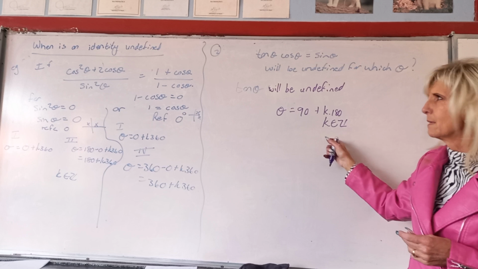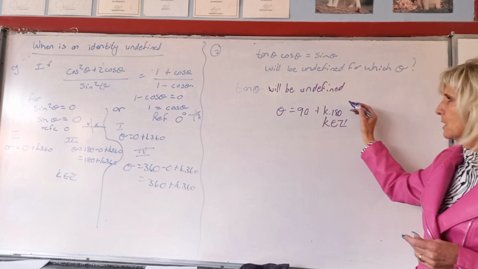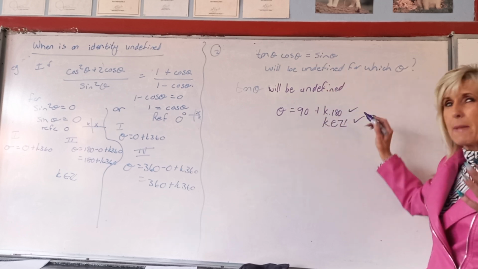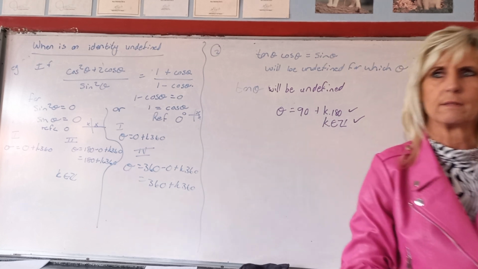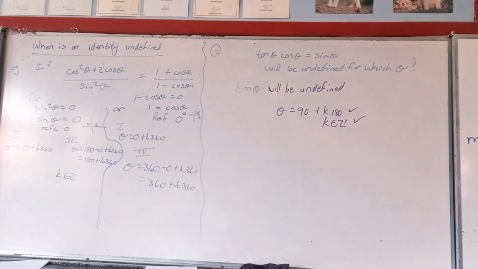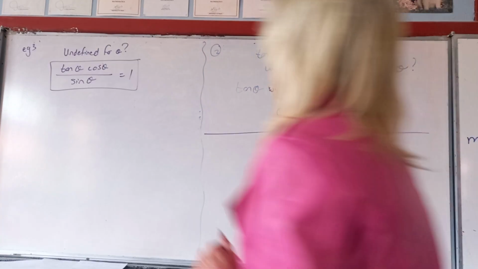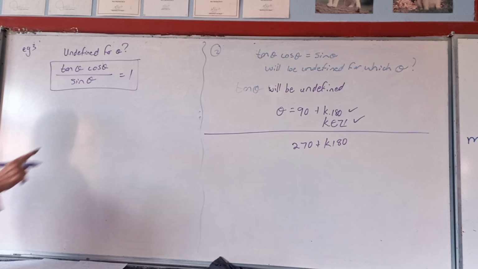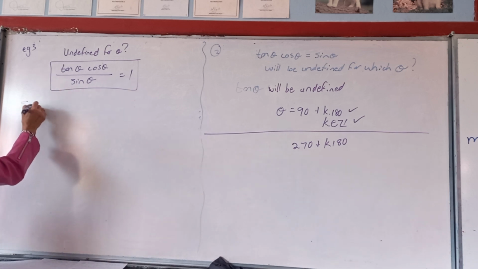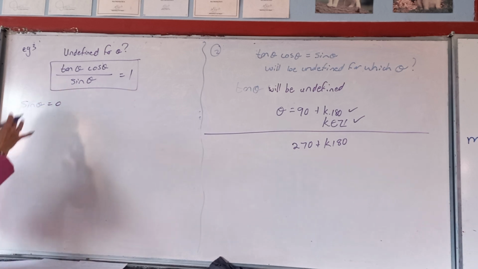Does it make sense? This would be a sum question. How many marks? 2. Maybe 2. I think 2. Maybe not just 1. That's a little bit too little. For which values of theta will this be undefined? So obviously everybody knows sin theta equal to 0, and then we do our little type 1 case sum.